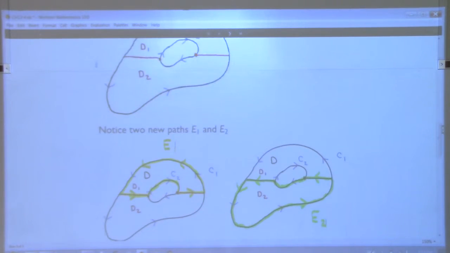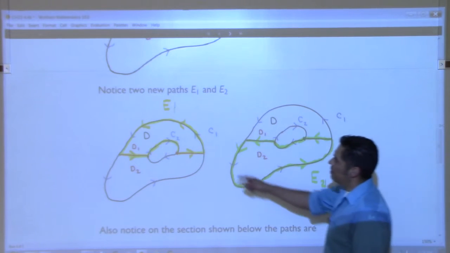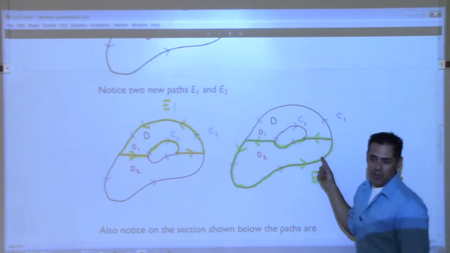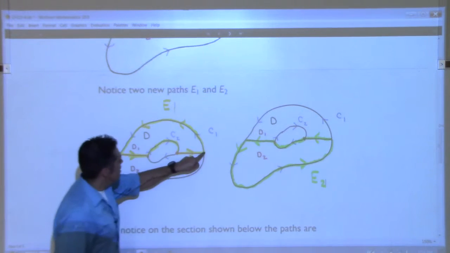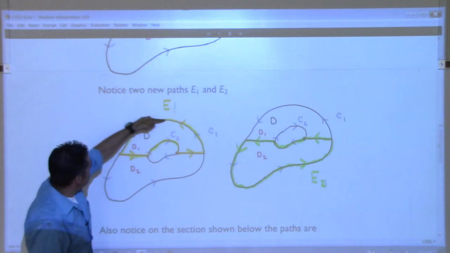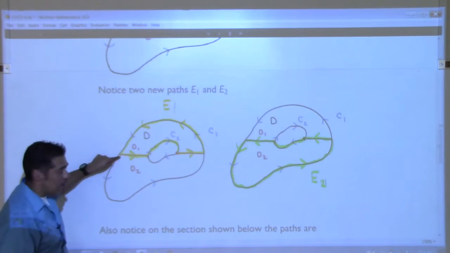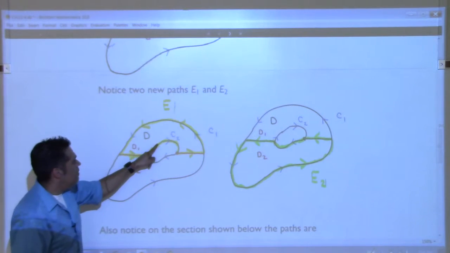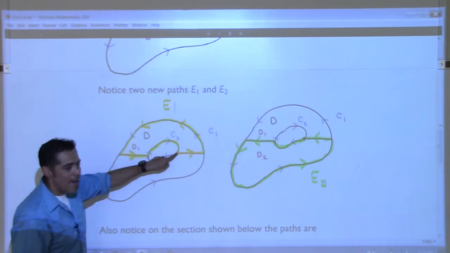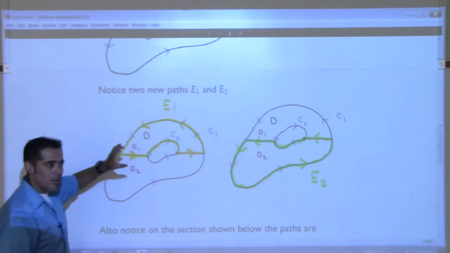Now consider two new paths. The first path is E1 and the second path is E2. So E1 is this highlighted yellow one. What it does is, let's say it starts here, it goes around, it stops somewhere, not halfway, just somewhere, cuts across, then it goes up over the top half of C2 like that, and then across, and that's it. It creates that closed loop, right?